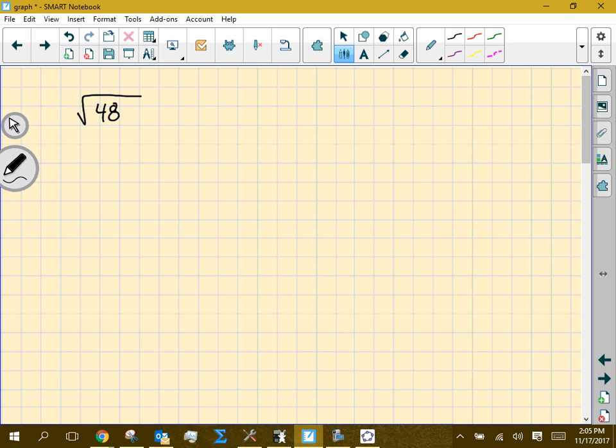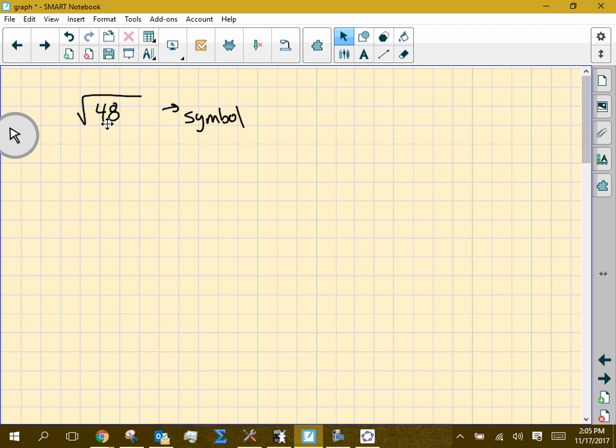Okay, radical 48. Try to use something different than what we use in the other classes. If I have radical 48, what we want to do is simplify it. My hope is that you understand what a radical is. This is simply a symbol for a number. When I multiply it by itself 2 times, I get 48.